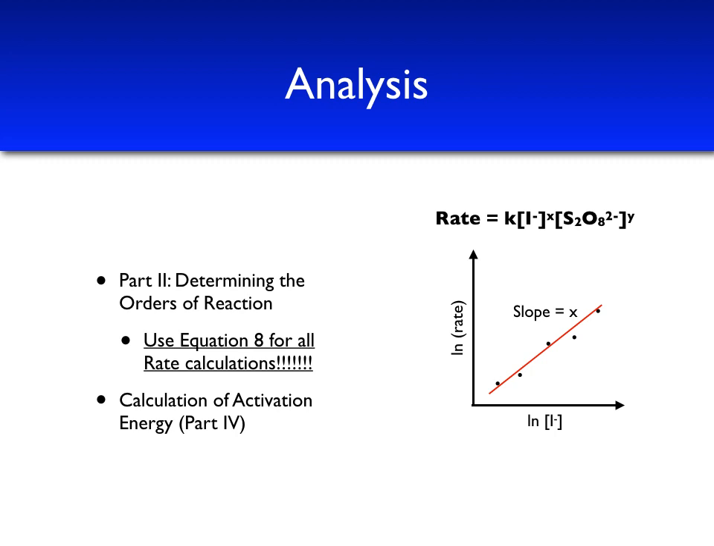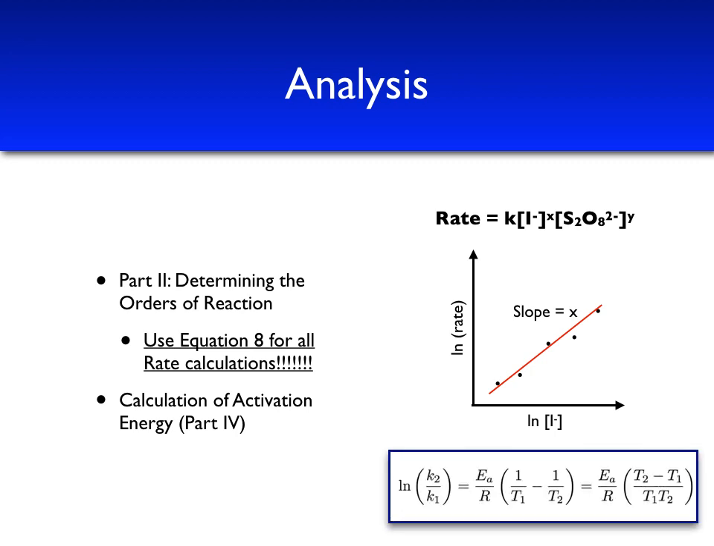In part 4, you'll have to calculate the activation energy. The first thing you'll want to do is calculate the rate constant at the decreased temperature used in the experiment. Then you'll use this along with the rate constant at the lab temperature, which was about 21 degrees Celsius, and plug it into the two-point Arrhenius equation, which is shown here on the slide. You're solving for the activation energy here.